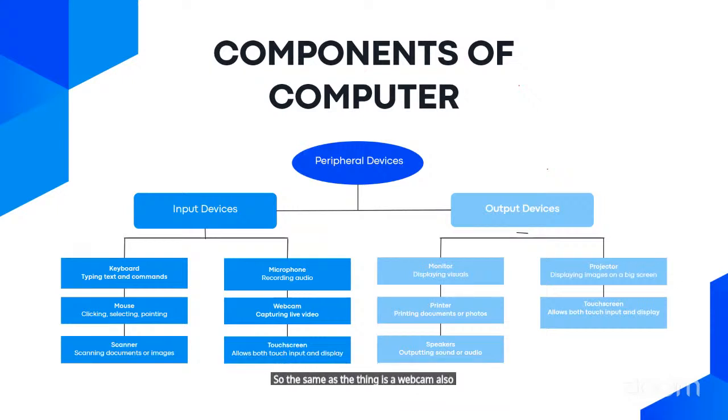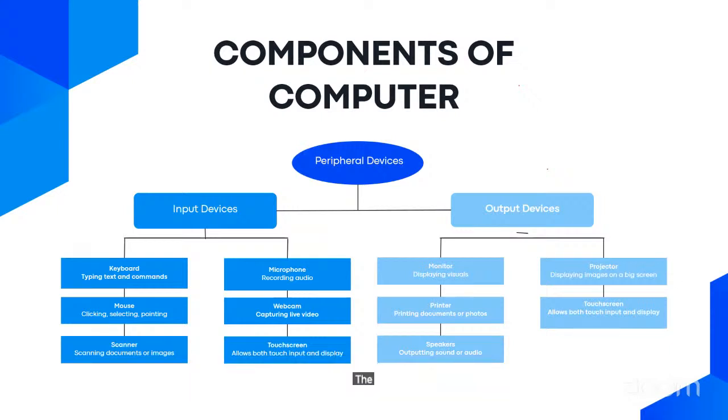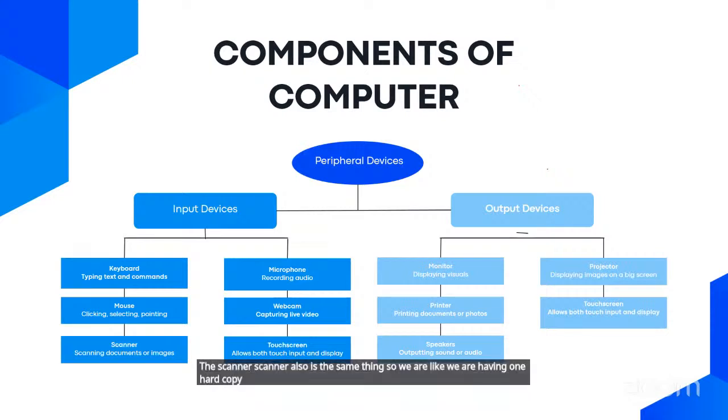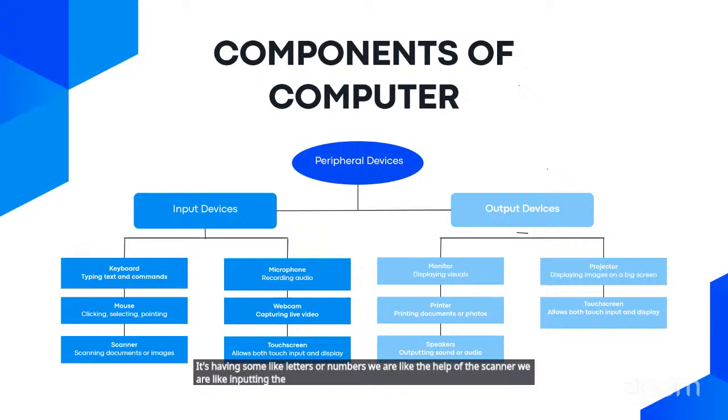The webcam captures our photo or video and gives it to the system to process. The scanner is the same thing. We have a hard copy, one A4 sheet, with some letters or numbers. With the help of the scanner, we input the data to the computer.